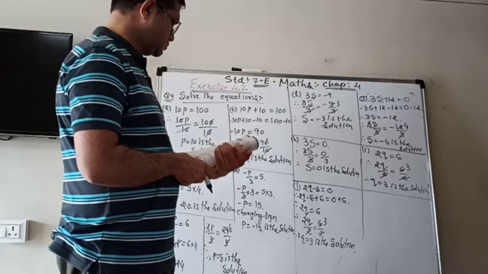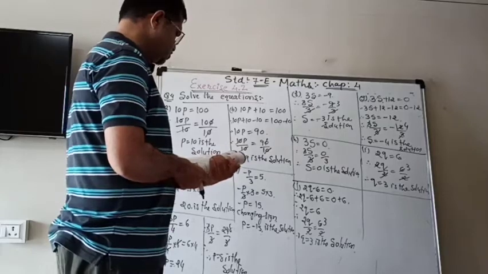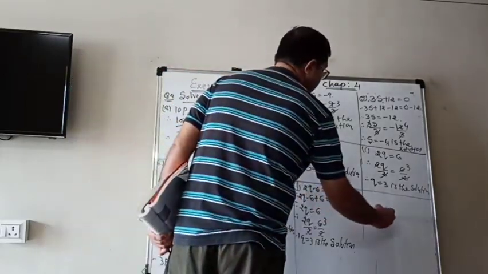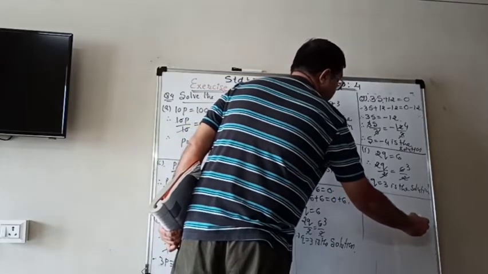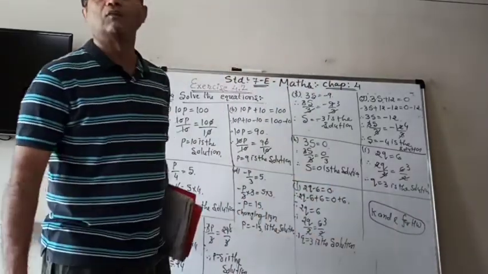Now there are K and L, I think you can easily do. So K and L you can write down in your homework.